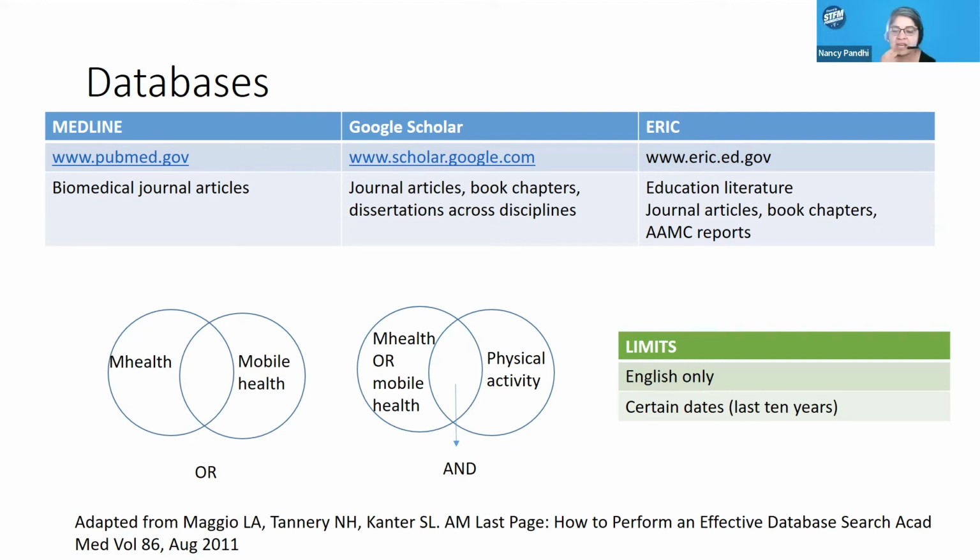And then this ERIC, which I don't know if this group is familiar with, but ERIC really is a similar database of education literature specifically. So if you're doing an educational intervention, often combining the three of these will get you the broadest search. And I love it because it does have things like AAMC reports, for example, indexed in ERIC.